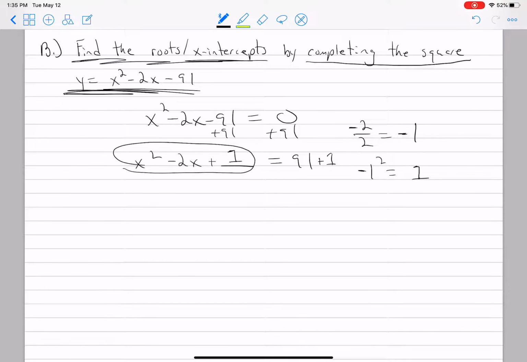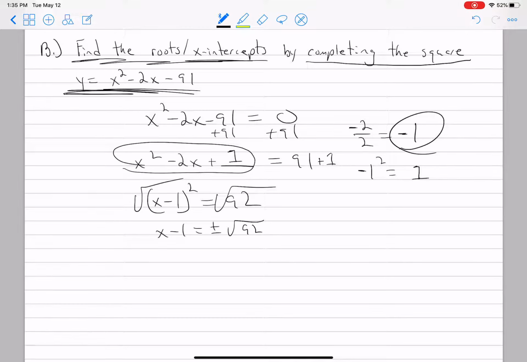And now this is a perfect square quadratic, and that's what I created on purpose. So I end up with x minus 1 squared equals 92. And from here, I just go ahead and start solving it. Square root: x minus 1 equals plus or minus the square root of 92, plus 1, so I get x equals 1 plus or minus the square root of 92.